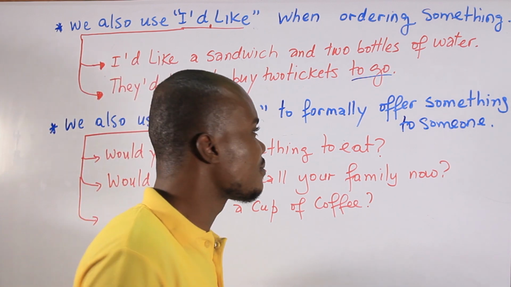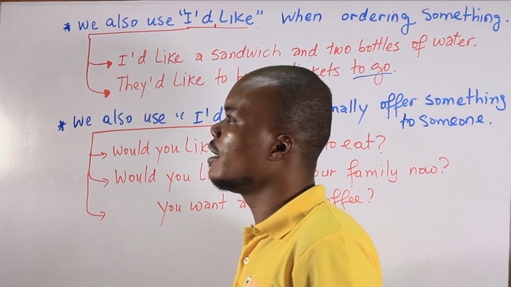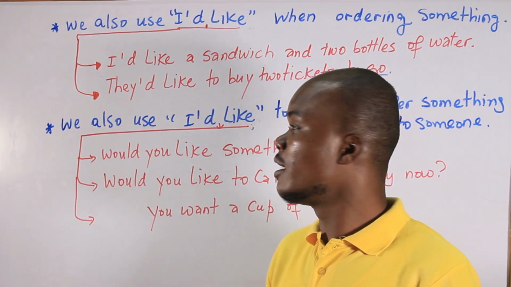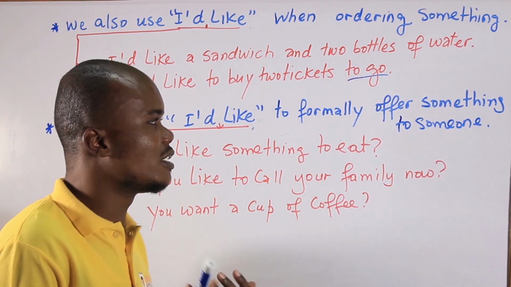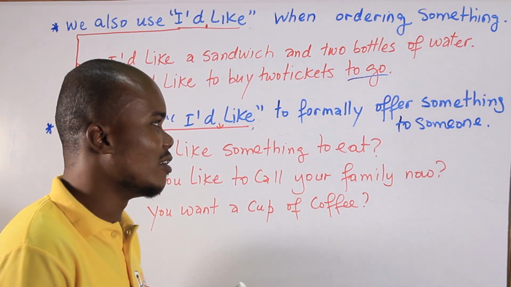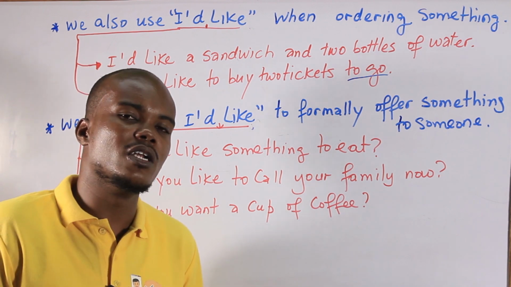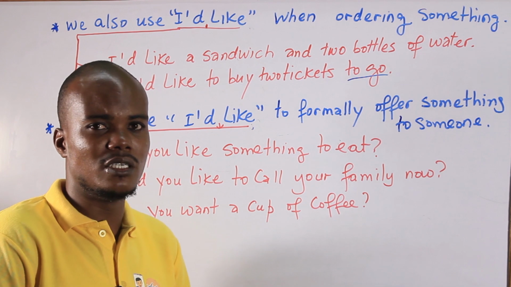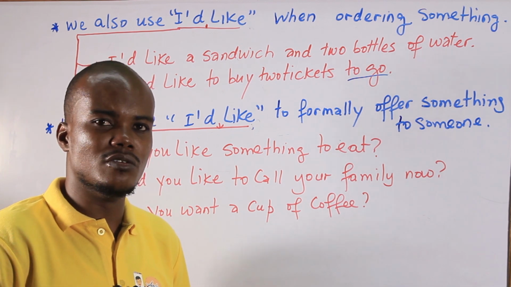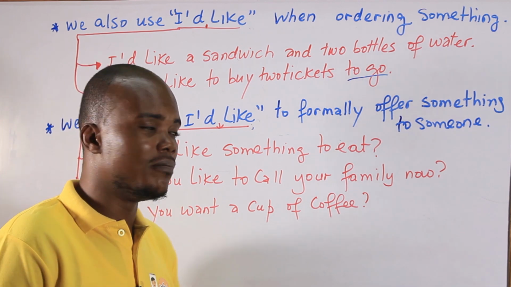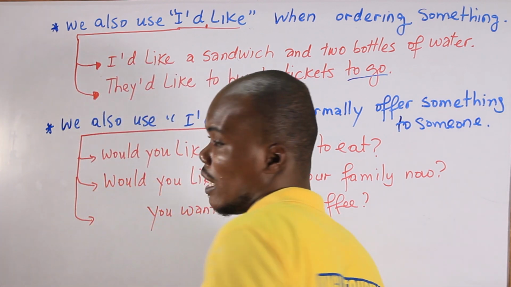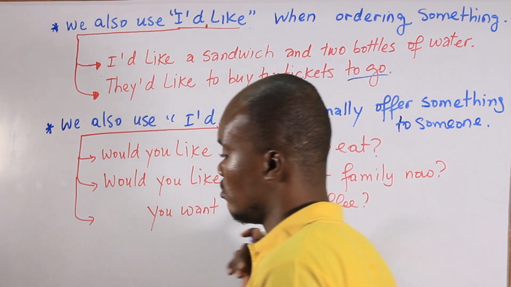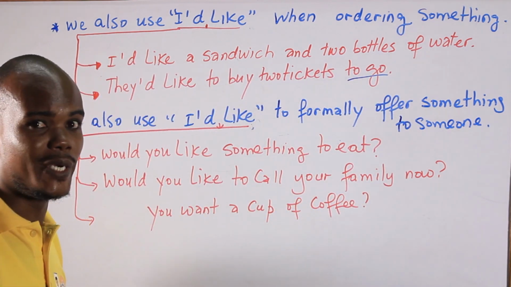Okay, pizza. And the third way to use I'd like or I would like, you use it to formally offer someone something. Like someone comes to you or in your home place and you ask this question. You might ask this question: would you like something to eat or would you like something to drink?